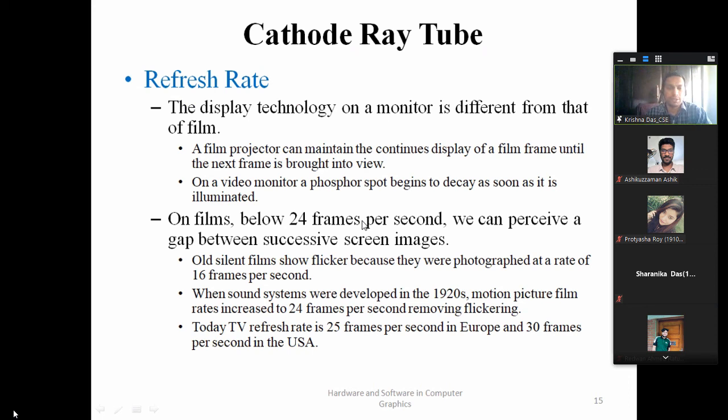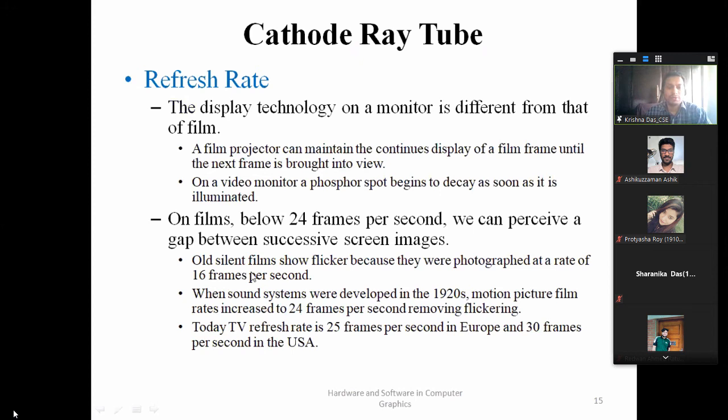That is actually the flicker. So what actually happened, there's an interesting thing you will understand now: old silent films, earlier than the 20s, when the film was first made, were photographed at a rate of 16 frames per second. Okay.